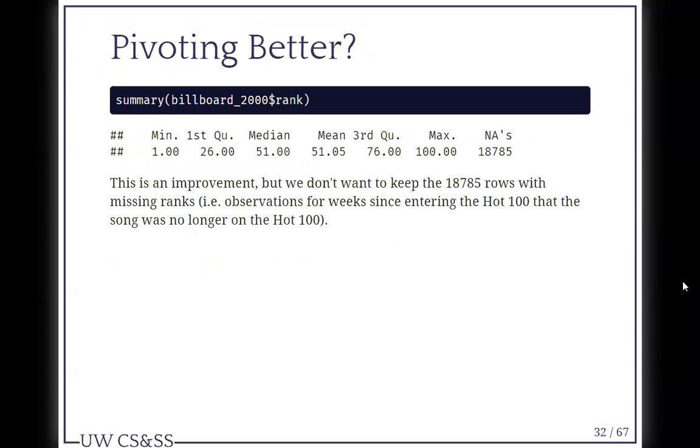How can we pivot better? So if we take a summary of our rank column from the Billboard 2000 dataset, we'll notice that it has 18,785 NAs. Remember all of those ones that are after the song has fallen off of the Billboard charts. We don't want to keep those 18,785 rows with missing ranks, i.e. observations for weeks since entering the Hot 100 that the song was no longer on the Hot 100.